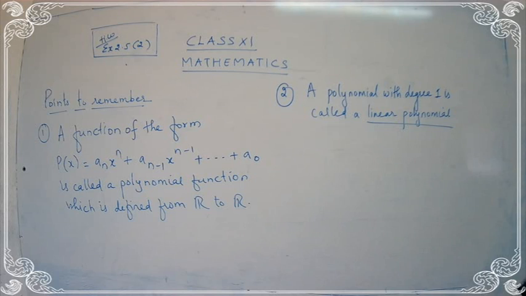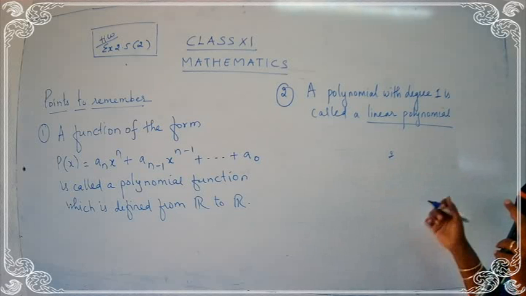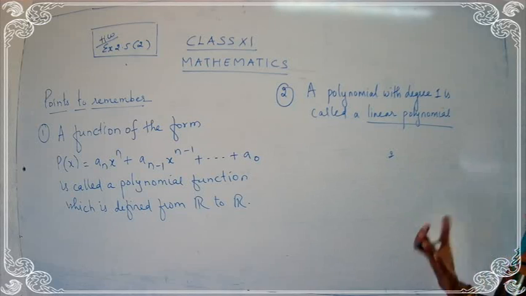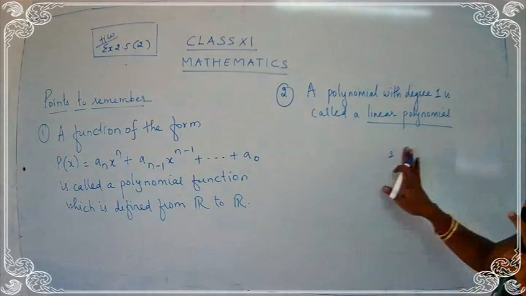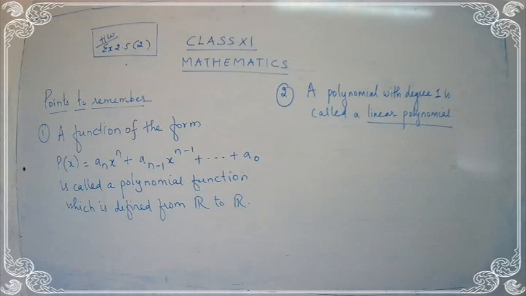If the degree is 2, it's a quadratic, yes? And if you have a degree 3, you call it a cubic polynomial. And if it goes on, you just say generally it is a polynomial. But here they have specified that if the polynomial has degree 1, you have to call it a linear polynomial.